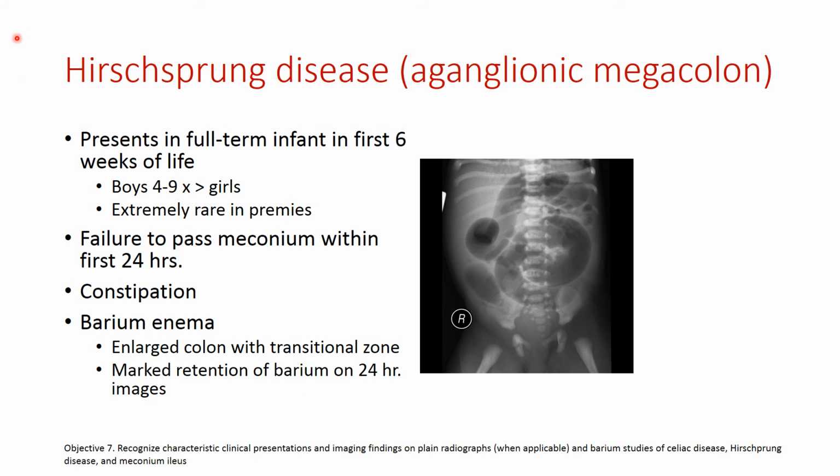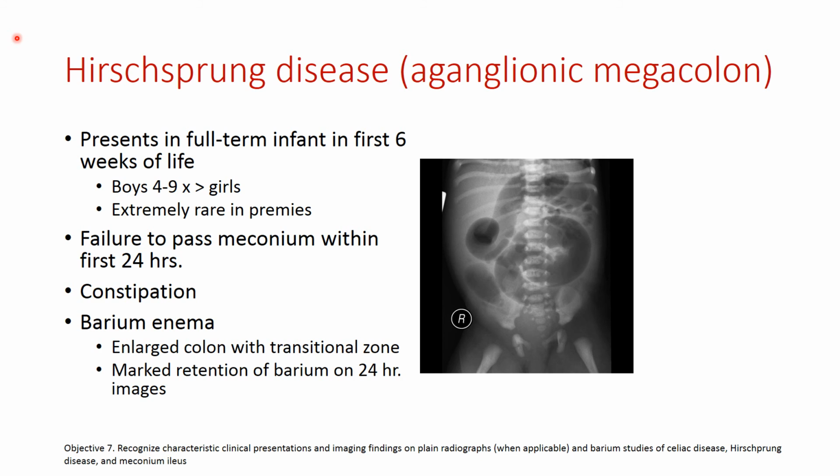All right, I want to talk a little bit about a couple of conditions that Dr. Malik didn't have time to get to. The first one is something called Hirschsprung disease, or aganglionic megacolon. Now, I've never heard it referred to as aganglionic megacolon. I've just heard it referred to as Hirschsprung disease.